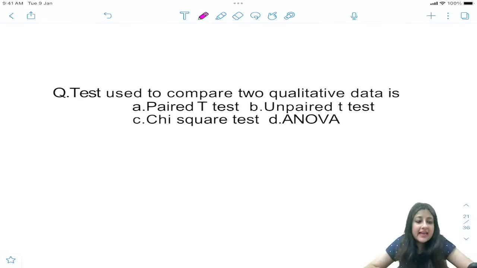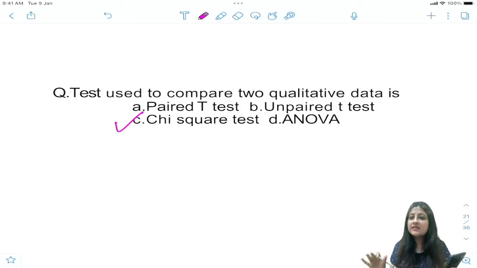Pehle ye batao. Test used to compare two qualitative data. Qualitative is paired, unpaired, chi-square, ANOVA. What is it? Very good. Most of you are saying C. Very good. Now, chi-square. Okay, very simple.